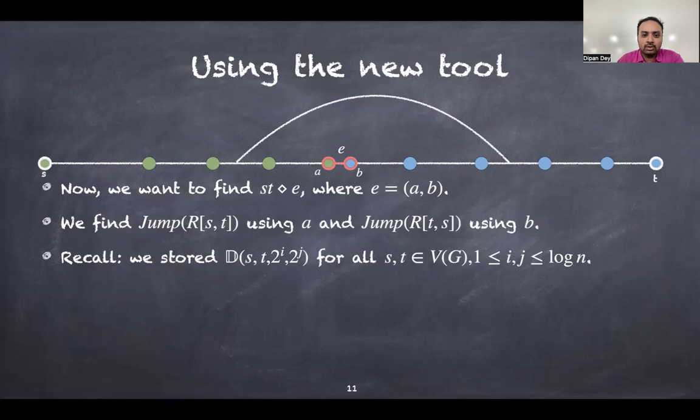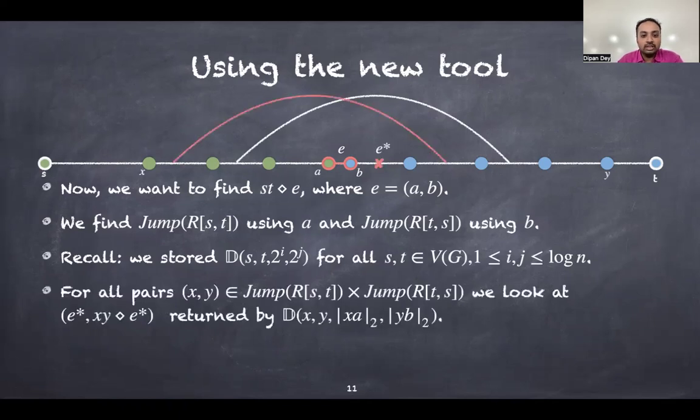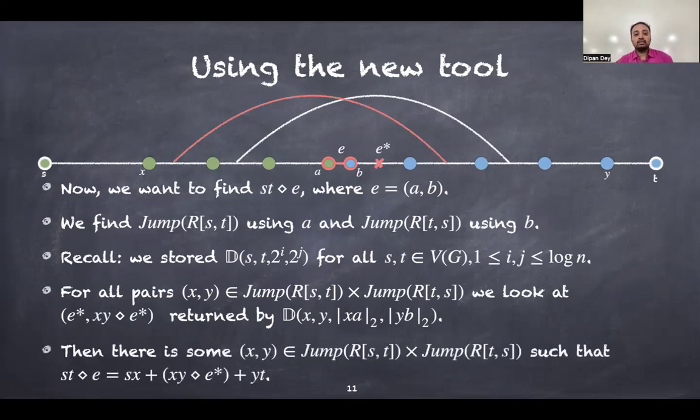And recall that we have stored d(s,t) for 2 to the power i and j, for all i and j and for all s, t belonging to V_G. So for each pair x and y from jump RST and jump RTS, we look at this particular value, E star, x, y, E star. And we claim that there is some particular xy pair for which the path we wanted to find, s to t avoiding E, will be exactly s to x, then x to y avoiding E star, which we have stored in that maximizer, and then y to t. So y to t is the shortest distance.